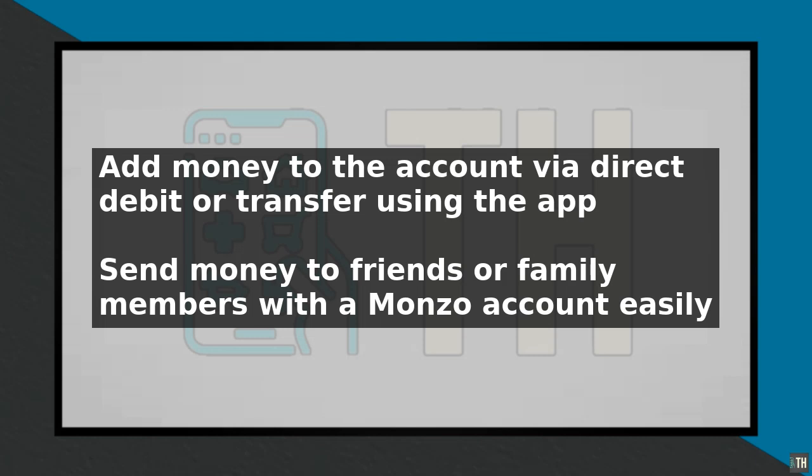To use the Monzo app to make a payment, simply open the app and select the Pay option. You can then enter the amount you want to pay and the recipient's details. You can also use the app to set up direct debits and standing orders to pay regular bills.